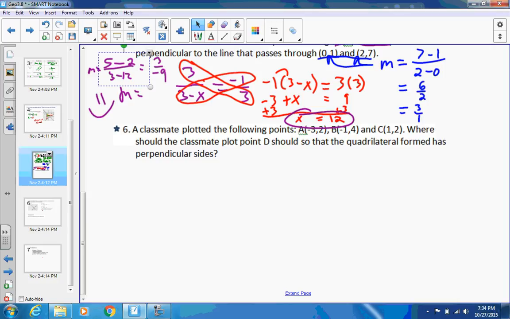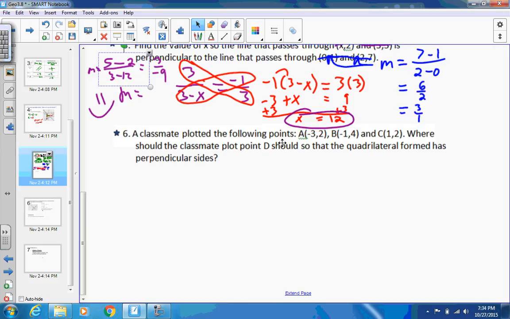All right. Number 6, we'll see if we have time for this one. I'll read it through first. It says a classmate applied the following points: A, which is -3, 2, B, which is -1, 4, and C, which is 1, 2. Where should the classmate point D so that the quadrilateral formed has perpendicular sides? So you're trying to make it a rectangle.